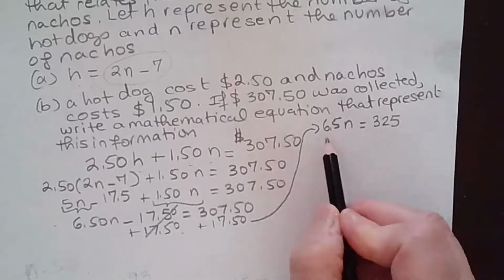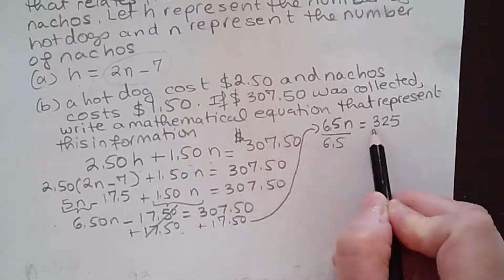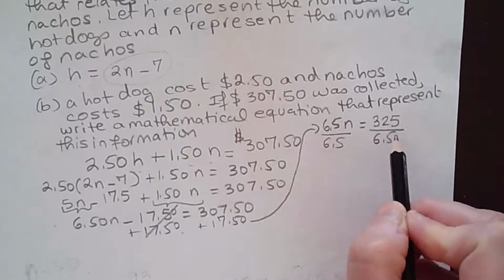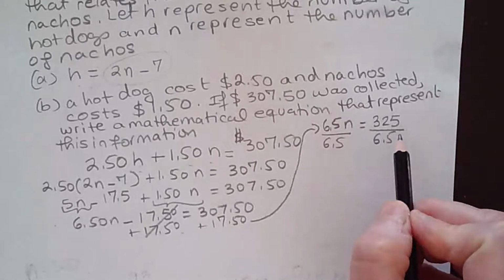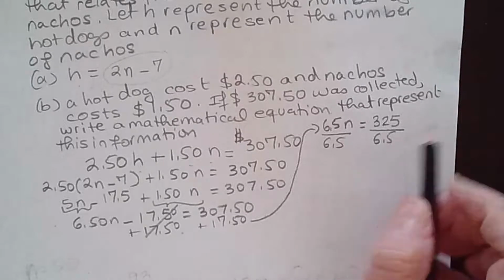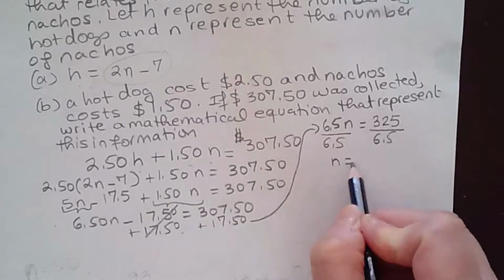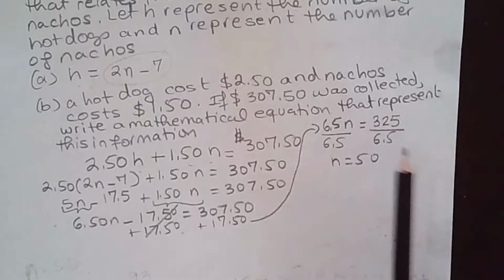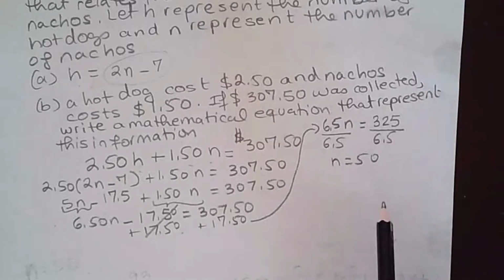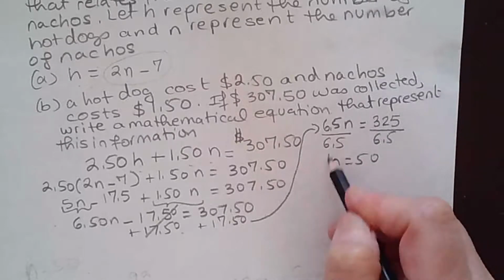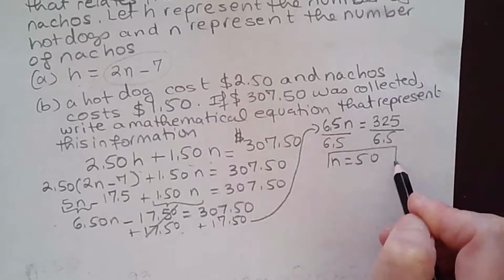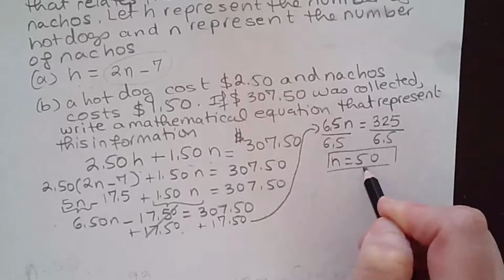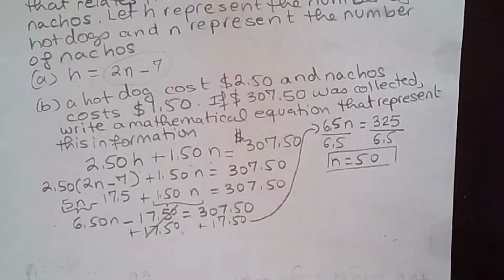Now you divide both sides by 6.5, and then you would get the number of nachos sold. So n is equal to 50. So 50 nachos were sold in that football game. Now we solved for n. Now we can solve for H.